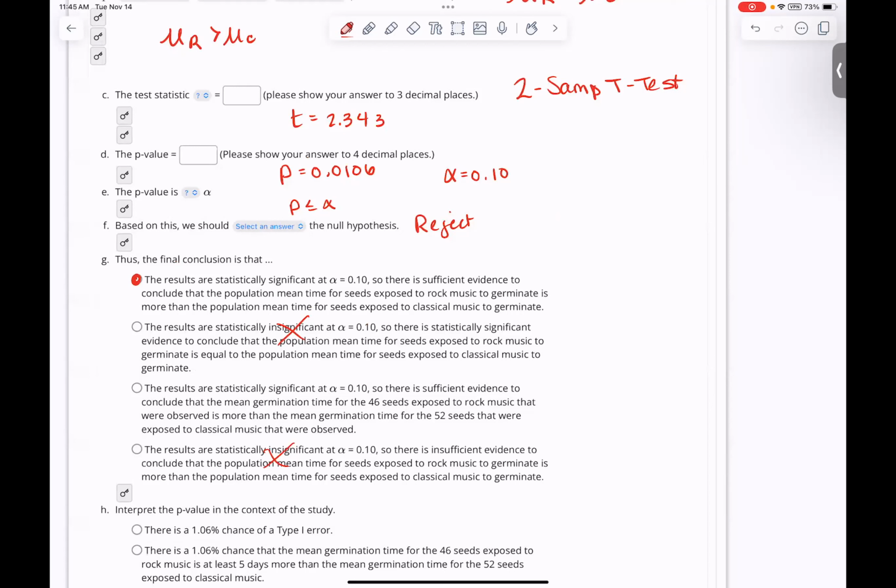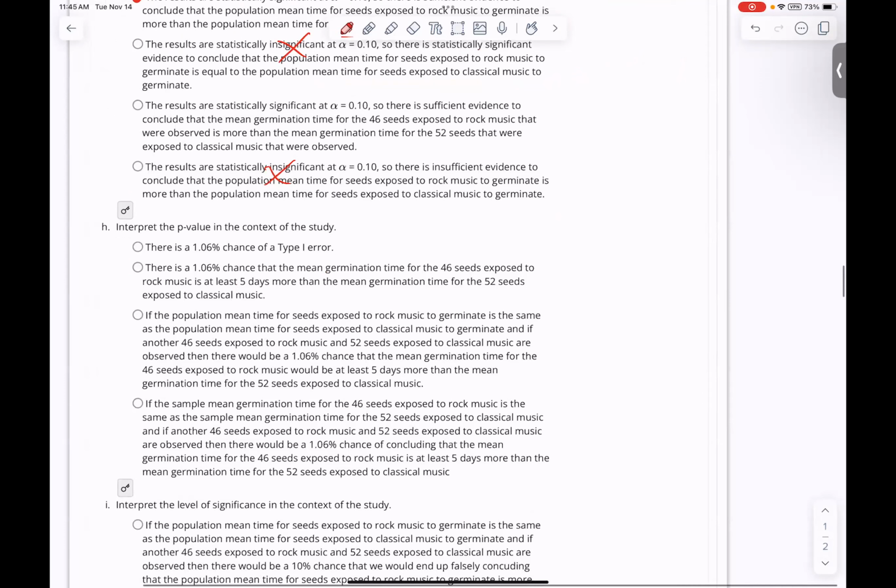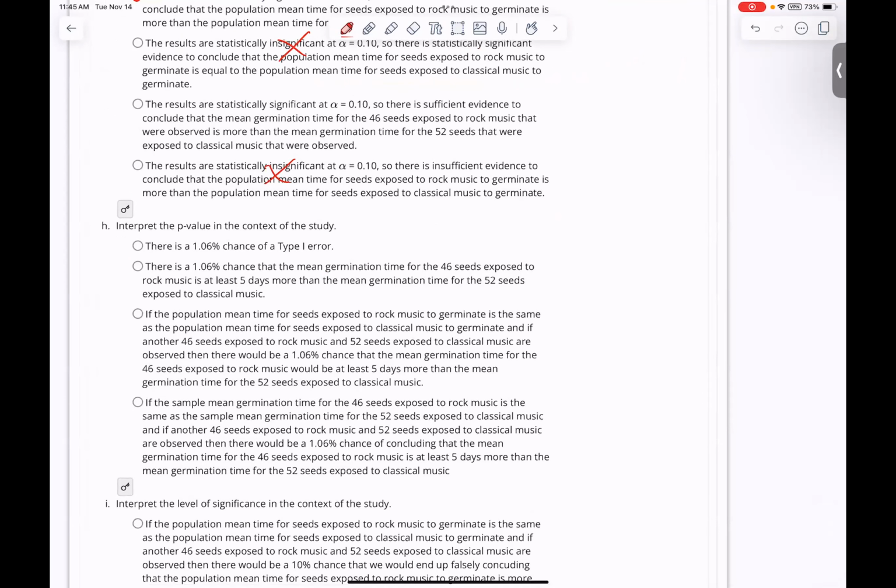It is showing us that there's evidence to conclude that the population mean time for the rock music is more than the classical music. All right. Our p-value is 0.0106 or 1.06%. That is the probability that we get a value that extreme or more. And it has to be this one because it contains the word population.